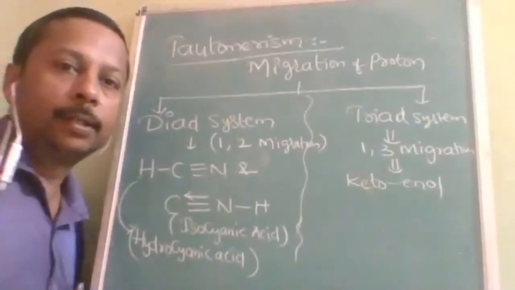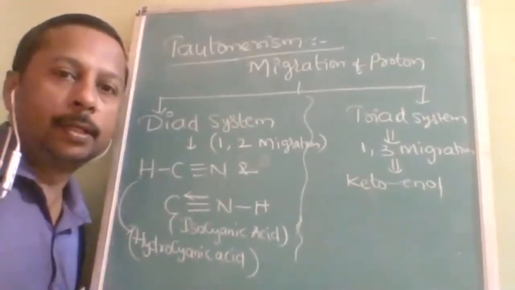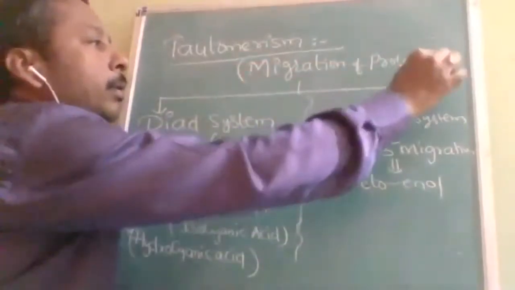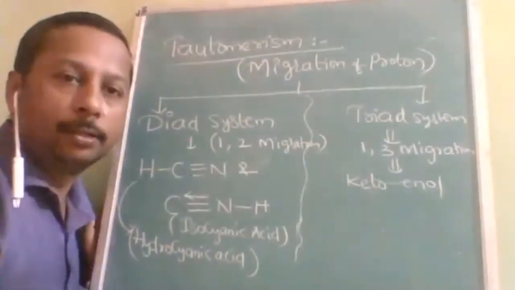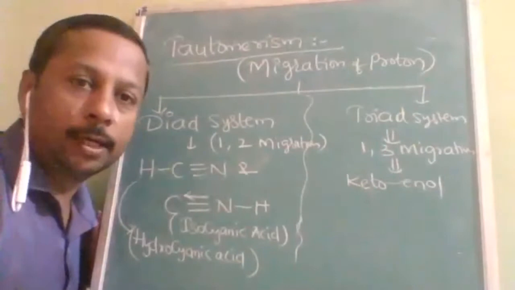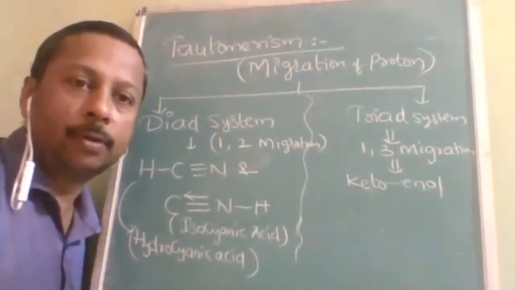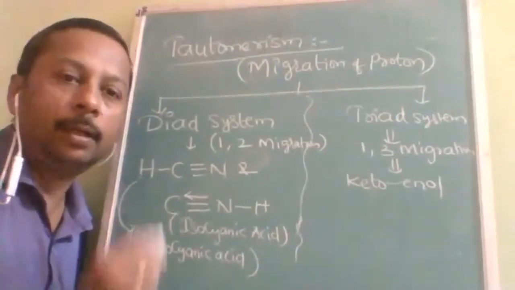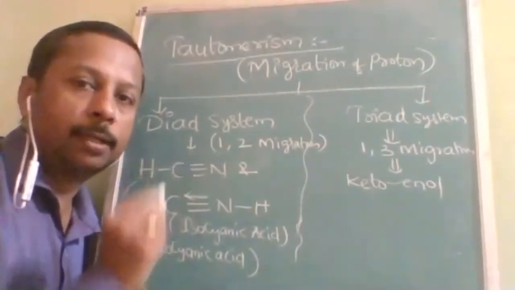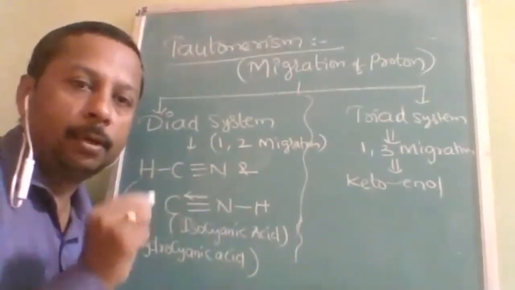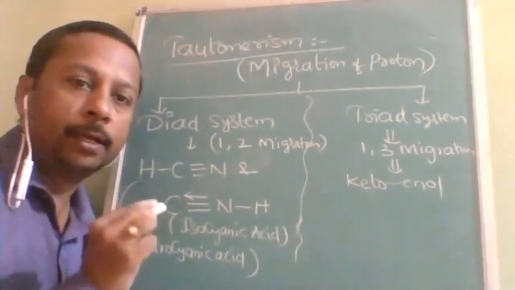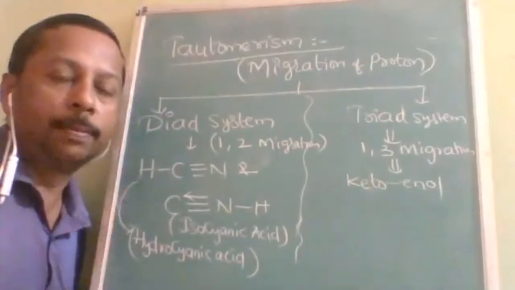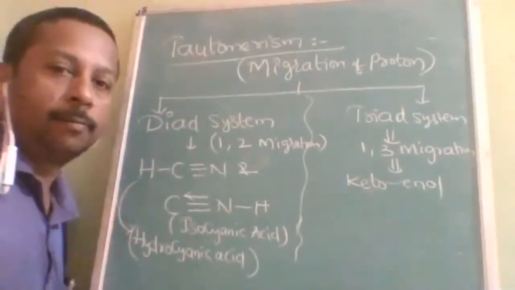Okay, now we are going to study further about tautomerism. It involves the migration of a proton. That's why it is called prototropy. Why is it called prototropy? Because it involves the transfer, the migration of a proton. Migrate means moving from one place to another. Within the molecule itself, hydrogen will move from one carbon, one atom, to another place. That is called migration of a proton.